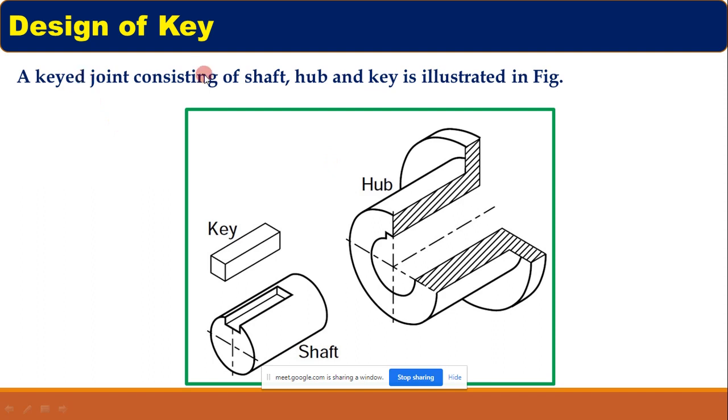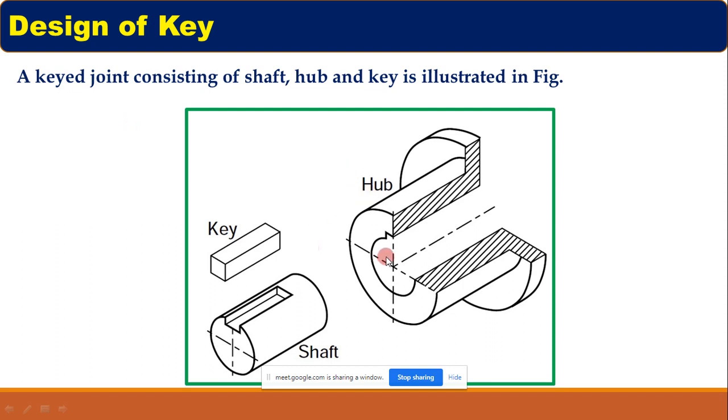So a keyed joint consists of this shaft, this hub and key. These are the three basic elements of a keyed joint. This is the shaft that we want to connect with this hub, and to connect the shaft with the hub we require a key. If you observe this diagram carefully, we require a keyway here in the shaft. Also we require a keyway in the hub, and in this keyway of shaft and hub we have to insert this key so that this keyed joint can be formed.